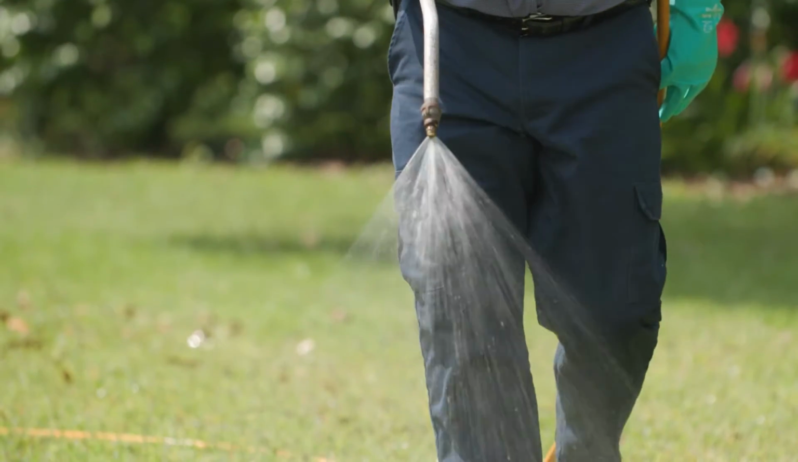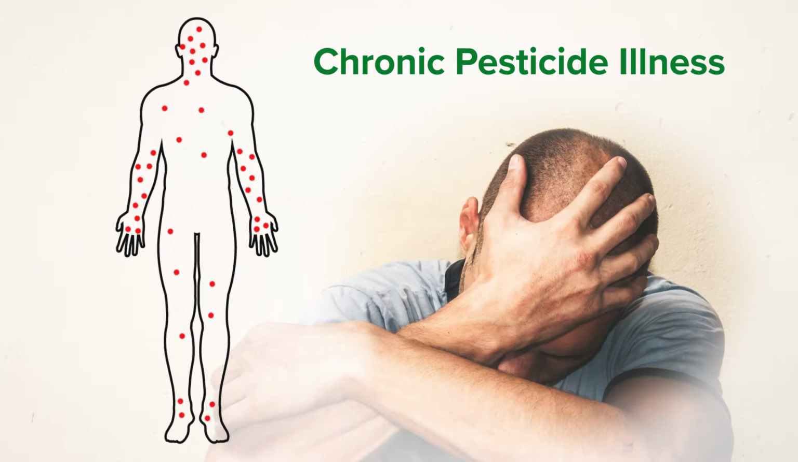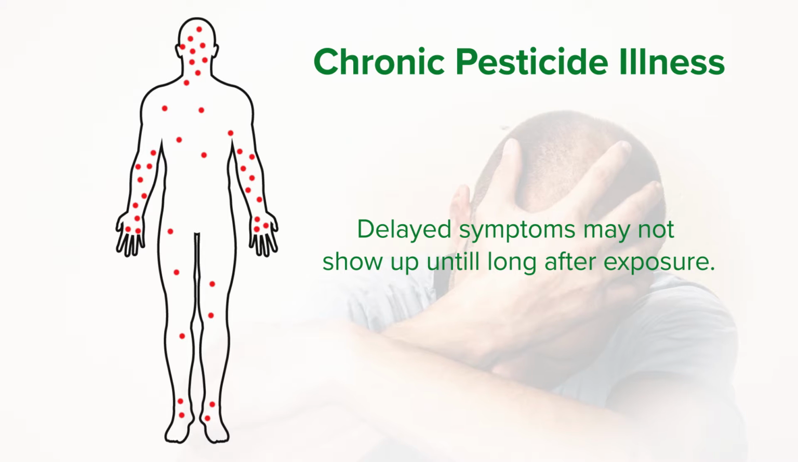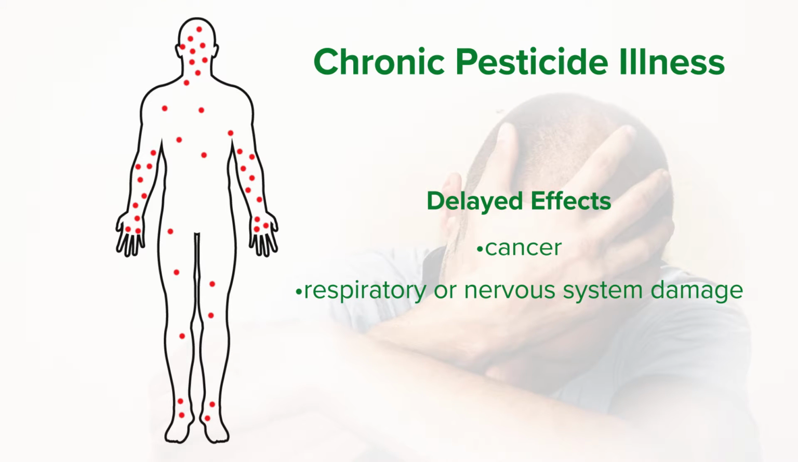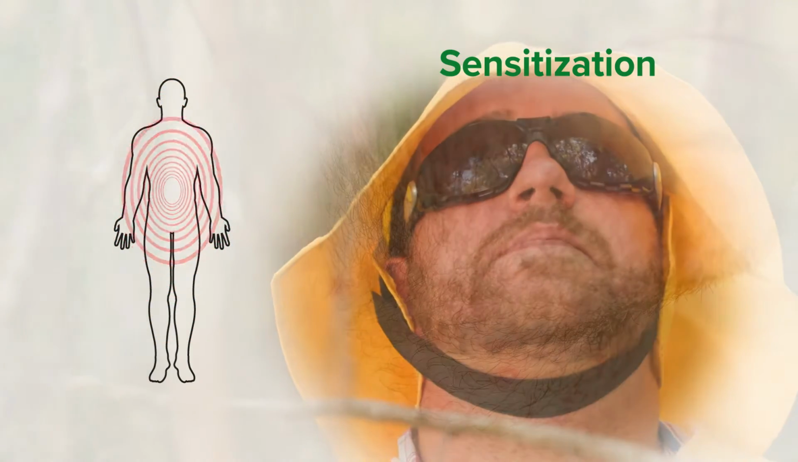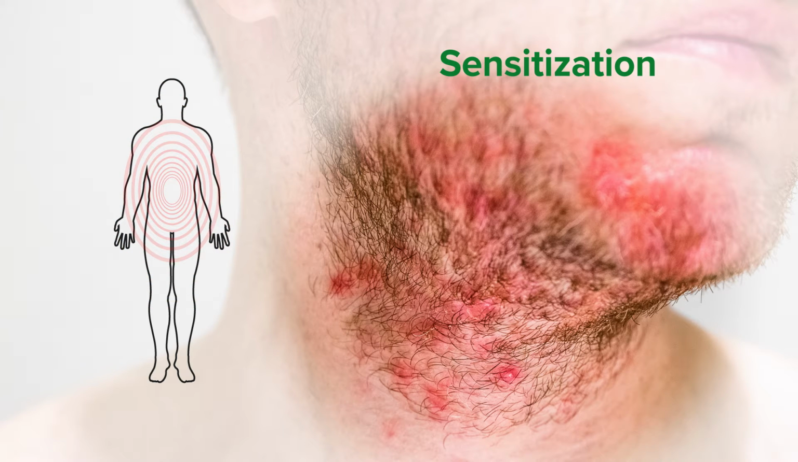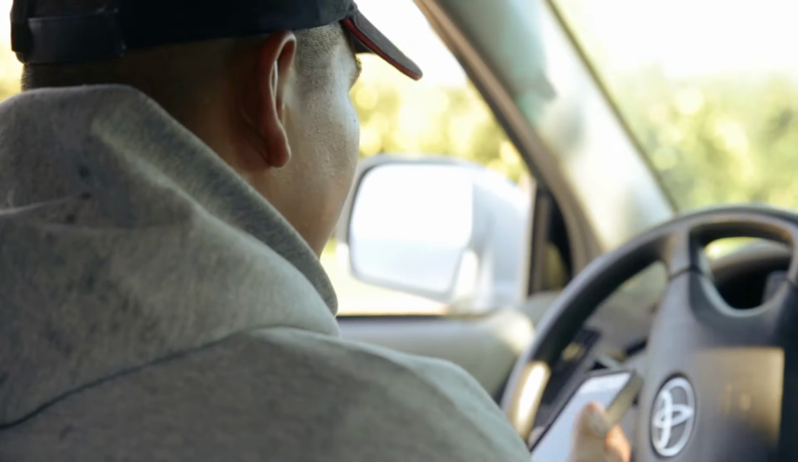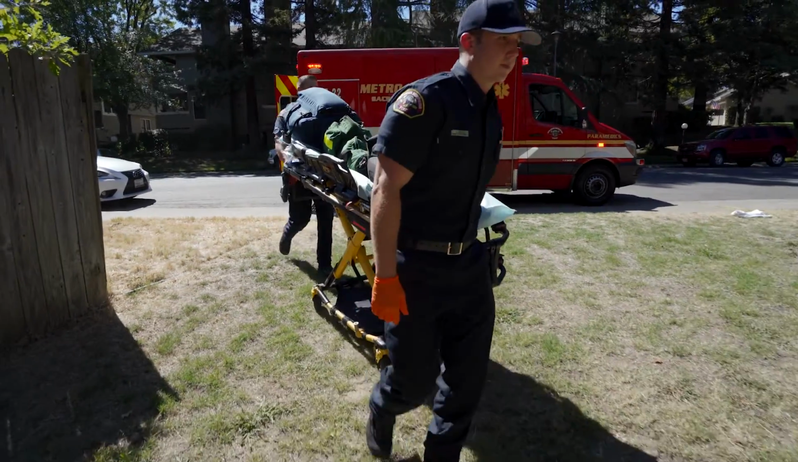A chronic pesticide illness can result from repeated exposures to small amounts of pesticides over a long period of time. The symptoms of a chronic pesticide illness may be delayed, meaning they may not show up until long after the exposure has taken place. Serious chronic or delayed effects may include cancer or damage to your respiratory or nervous system. Repeated pesticide exposure may cause sensitization to the pesticide you were exposed to. This is similar to an allergic reaction that may get worse with each time you're exposed and can even become life-threatening. Typical reactions from sensitization are rashes and breathing problems. If you think you have symptoms caused by any type of pesticide exposure, contact your employer or supervisor at once and get medical attention.